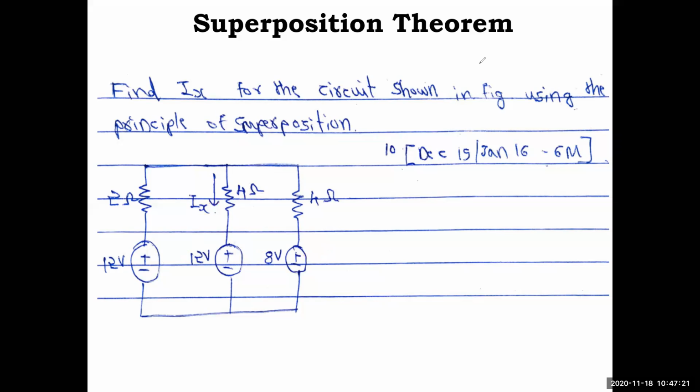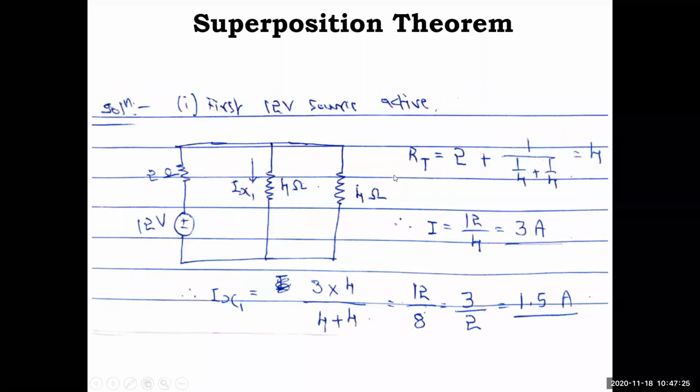So hope you have noted down. You can pause it and note down also if you have not completed. First, we'll make the first 12-volt source active, and the remaining two we will make deactivated. Then your circuit looks like this. So 12 volt and 2 ohm is there. Here these sources are short circuited. Here also short circuited. Now how does the circuit look?